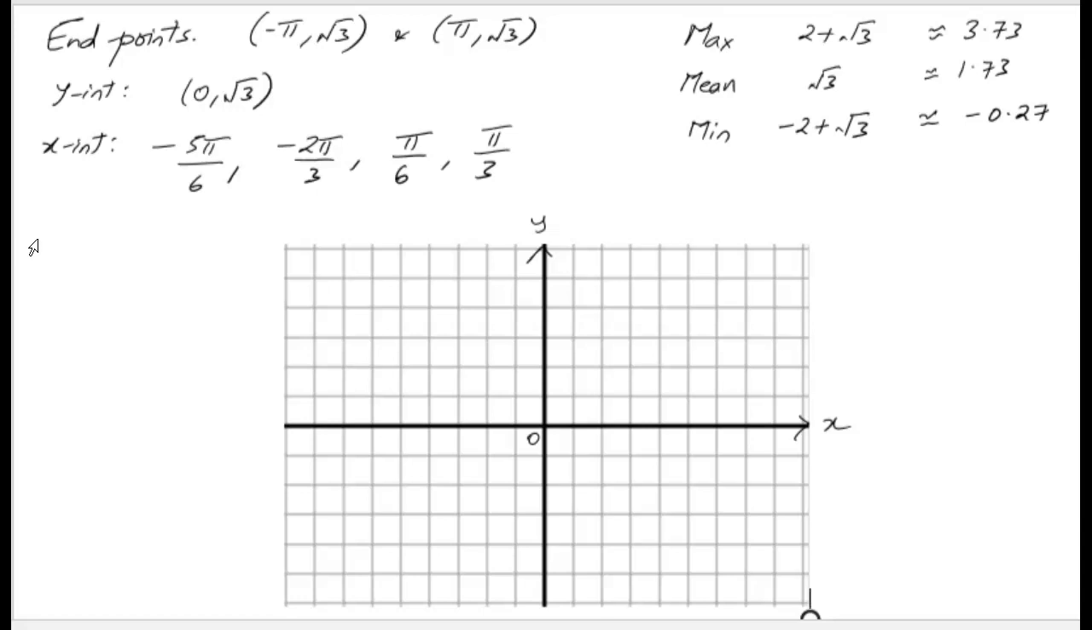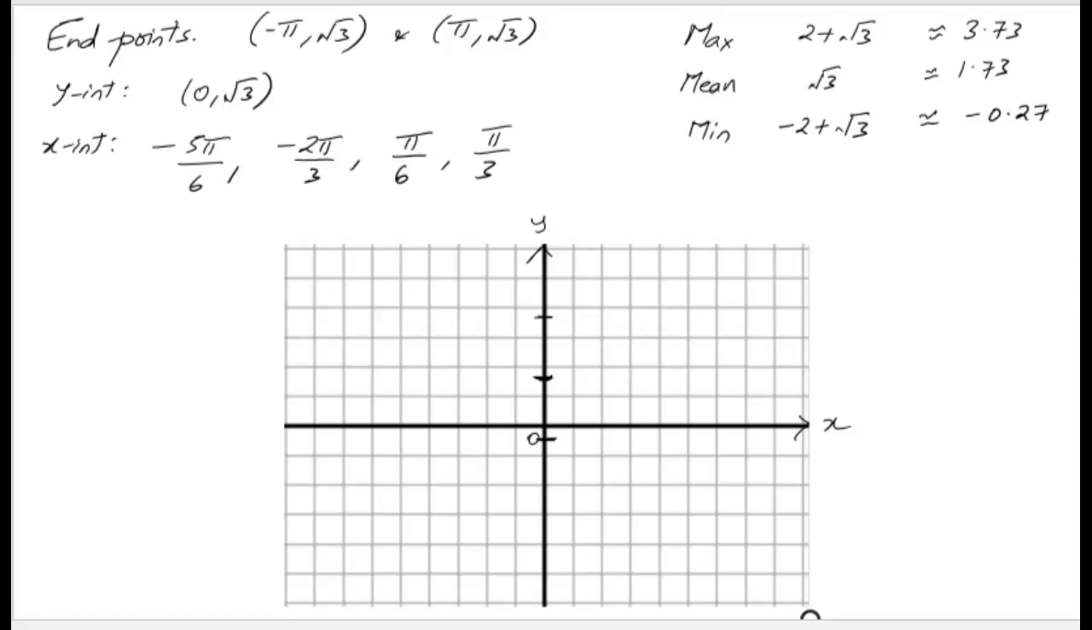I'm going to take one box as 1 unit, which means 1.73 is roughly going to be there, 3.73 is roughly going to be there, and minus 0.27. I'm just going to drop off that 0 so we can make this a bit clearer. It's really important that when you do it, you actually mark the 0 as well. So minus 0.27 is roughly going to be there.